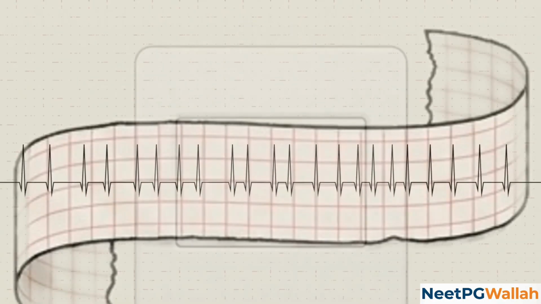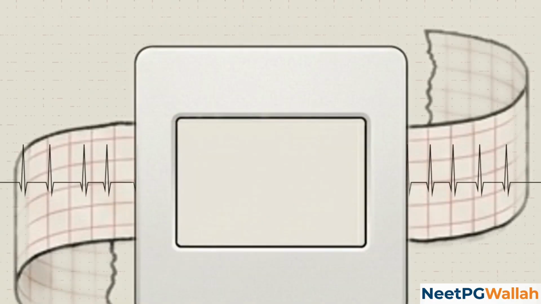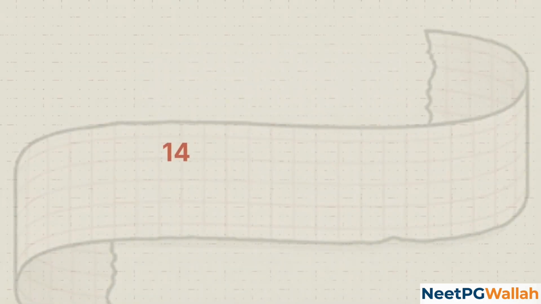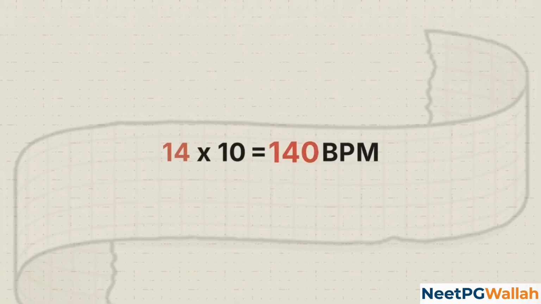We isolate a block of 30 large boxes on the grid. Since each large box represents 0.20 seconds, 30 boxes encompass a window of exactly 6 seconds. Next, we count every heartbeat spike that falls within that specific 6-second window. Multiplying that total by 10 scales the 6-second snapshot into a full minute. 14 spikes in that window results in an average of 140 beats per minute.